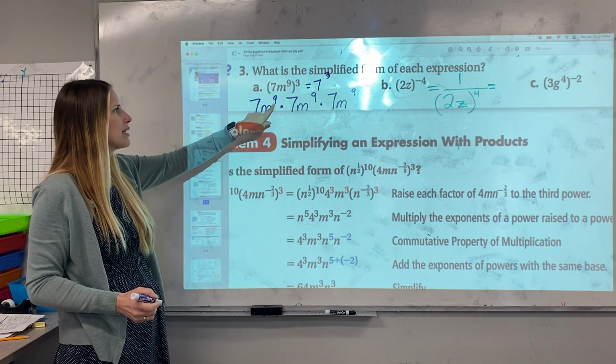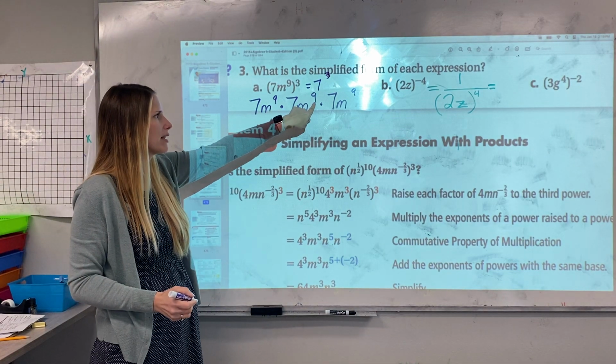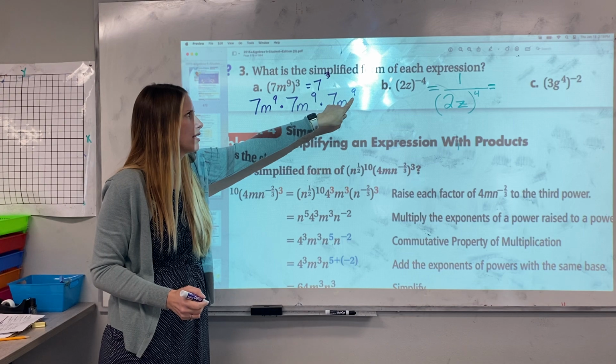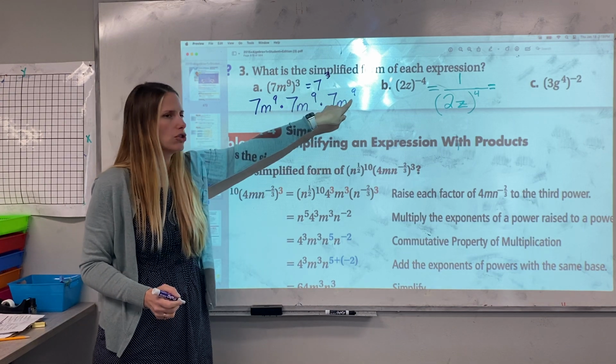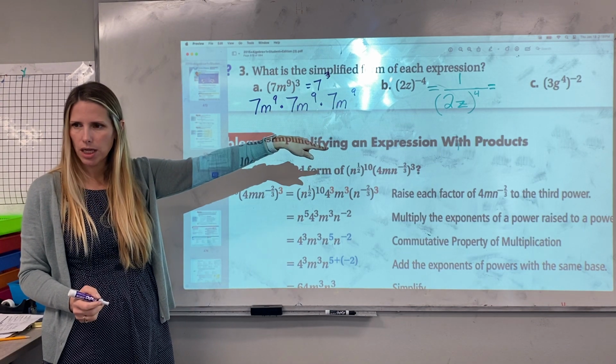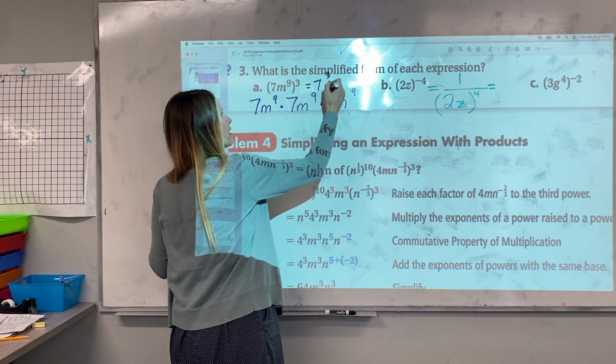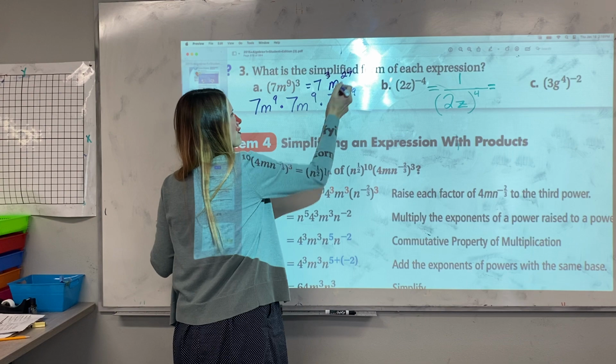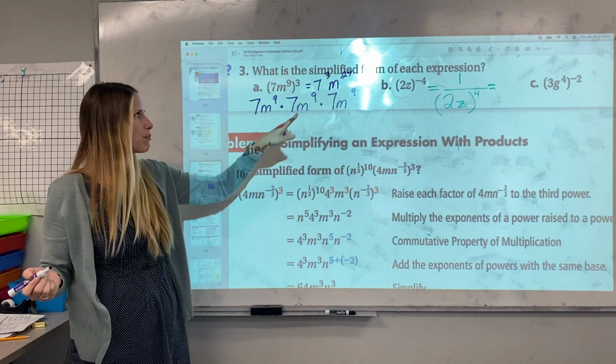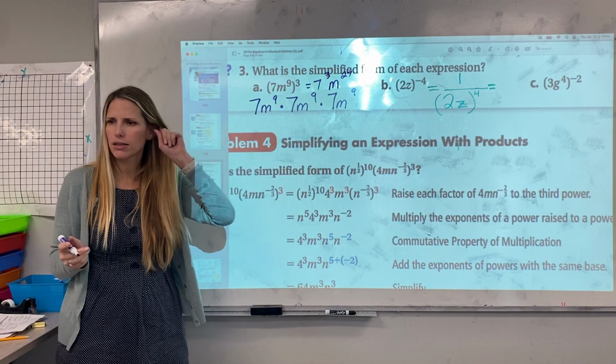And then m to the 9th times m to the 9th times m to the 9th. Isn't that m to the 27th power? Because 9 times 3 is 27. 27th power. So all you have to do now is plug 7 cubed into your calculator.